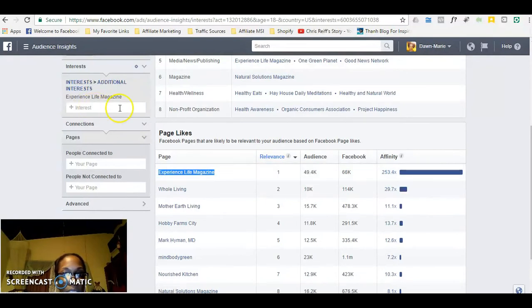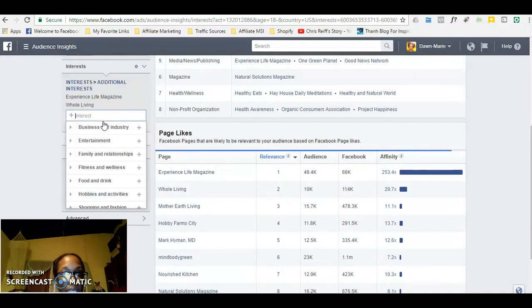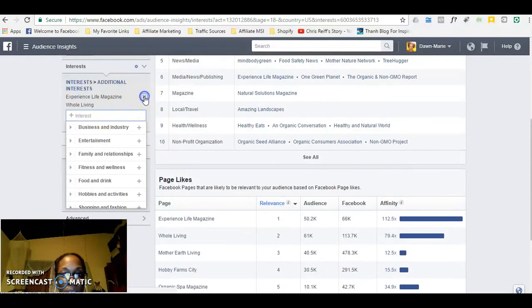Well, we already have experience, so let's try another one. So we can see this is 29.7. I usually go with affinity interests that are higher than 20 times, so I'm happy to target this interest as well. So I would look at whole living and see whether or not Facebook has any information on whole living, and it would appear that they do.